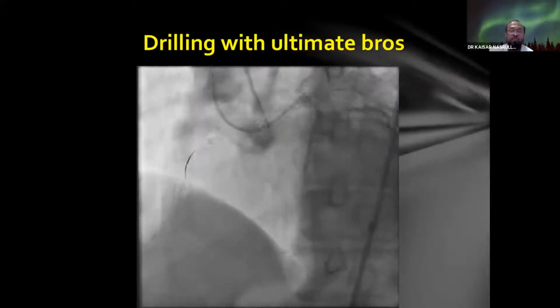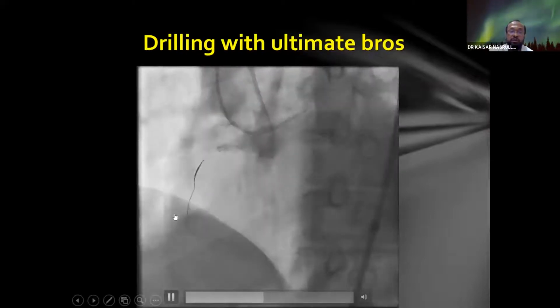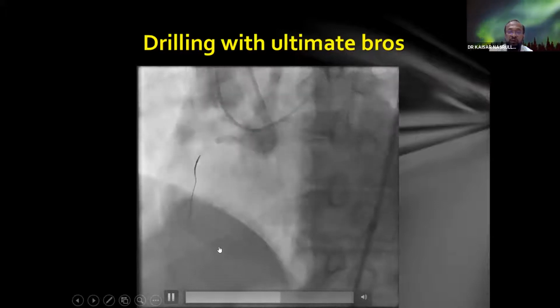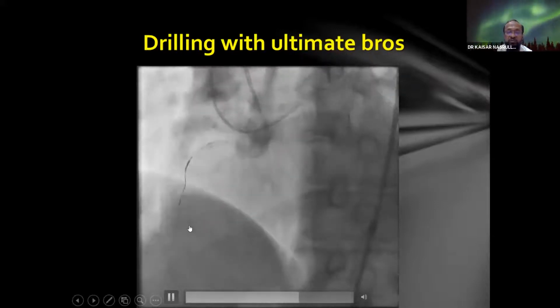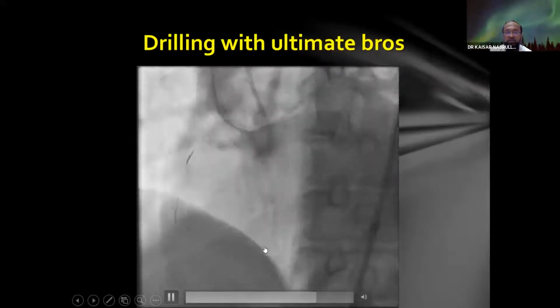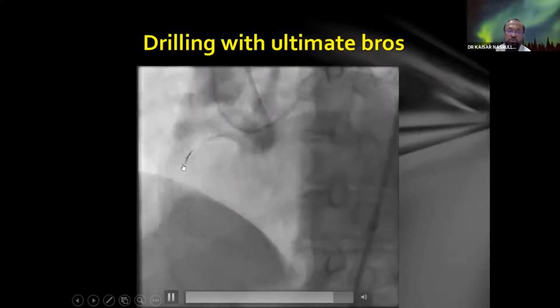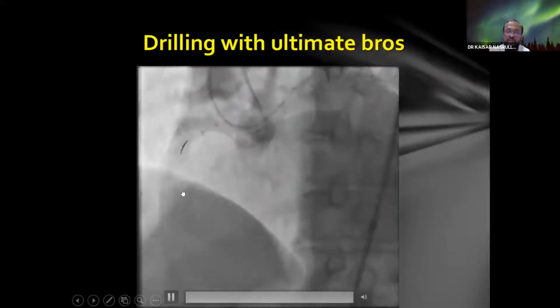Torque and drilling. The wire is going. Here is the wire. It's going again, and when you give a dye from the retrograde channels, you can see the wire is in true lumen. Now it is going very fast. When it is true lumen, it goes very fast. So we drilled the whole lesion when you know the course of the vessel very well.